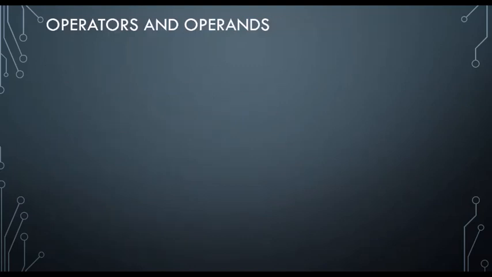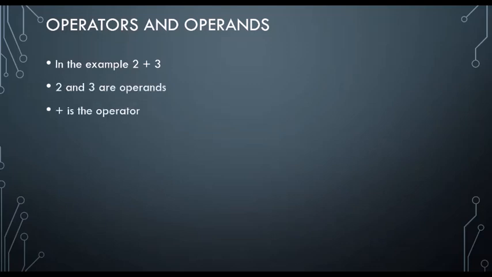Now operators and operands, let us understand these first. When you write, for example, 2 plus 3, here the plus is the operator. That means this is the operation being performed. And what is this operation being performed on? It is being performed on 2 and 3. So 2 and 3 are the operands and plus is the operator.